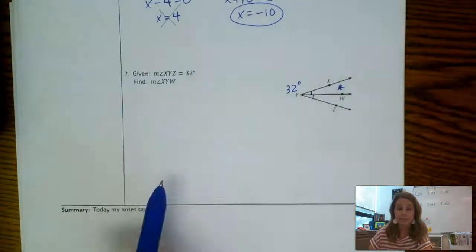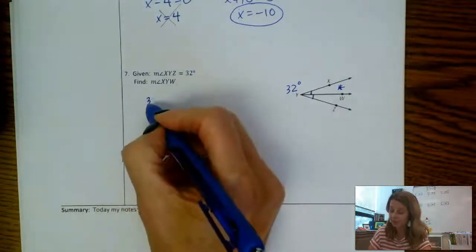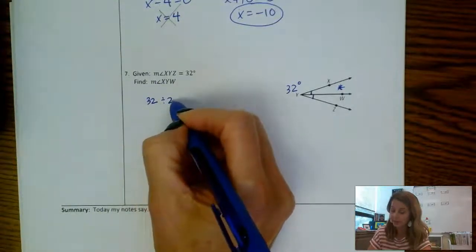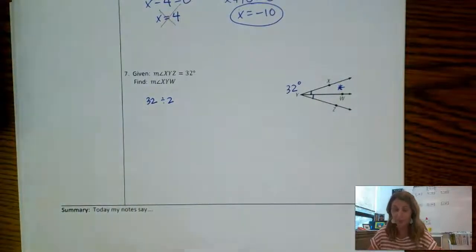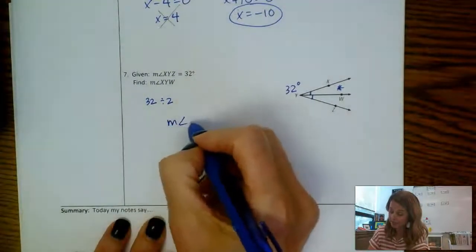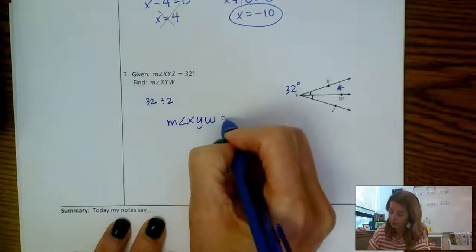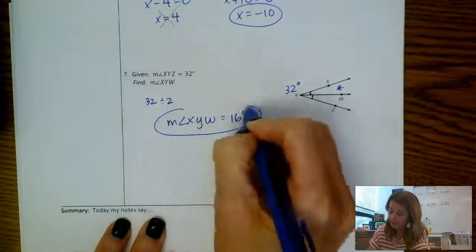So if I need XYW, I need this side, so I simply need to cut 32 in half. You're going to take 32 and divide by 2. 32 divided by 2 is 16. So the measure of angle XYW is 16 degrees.